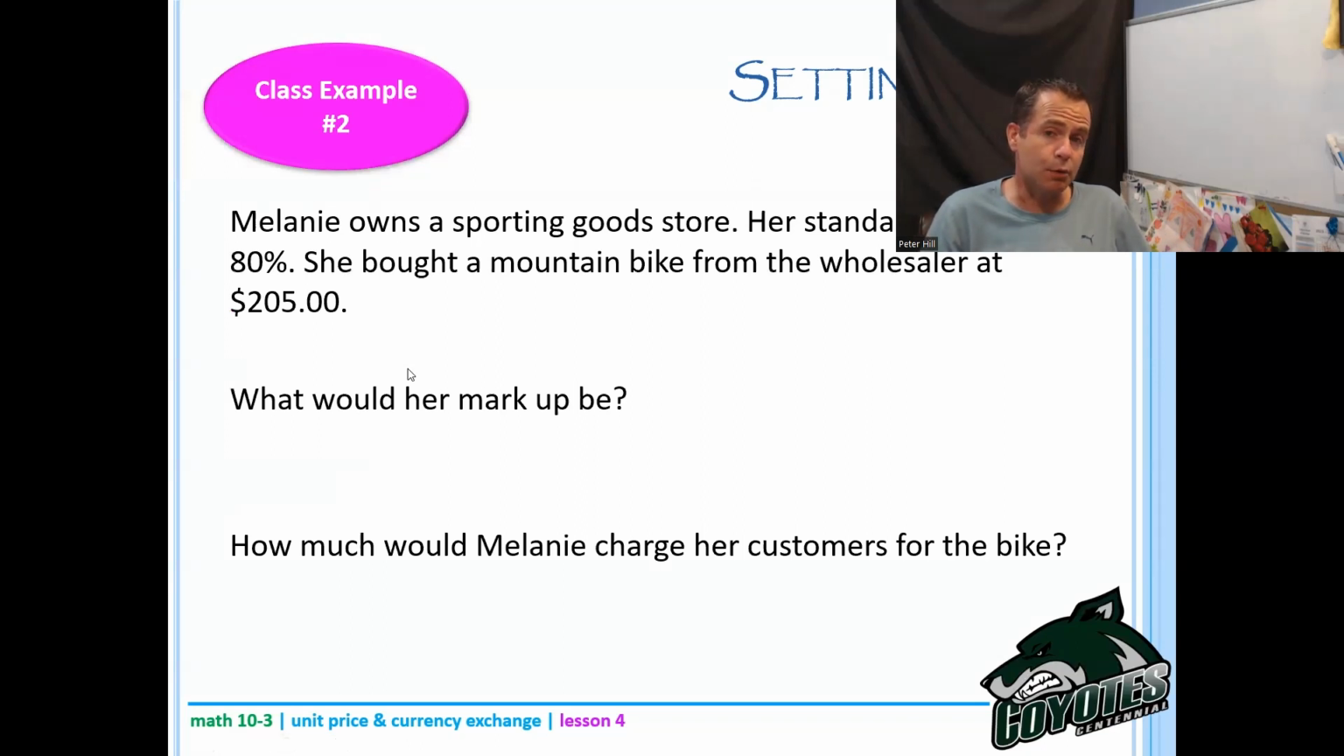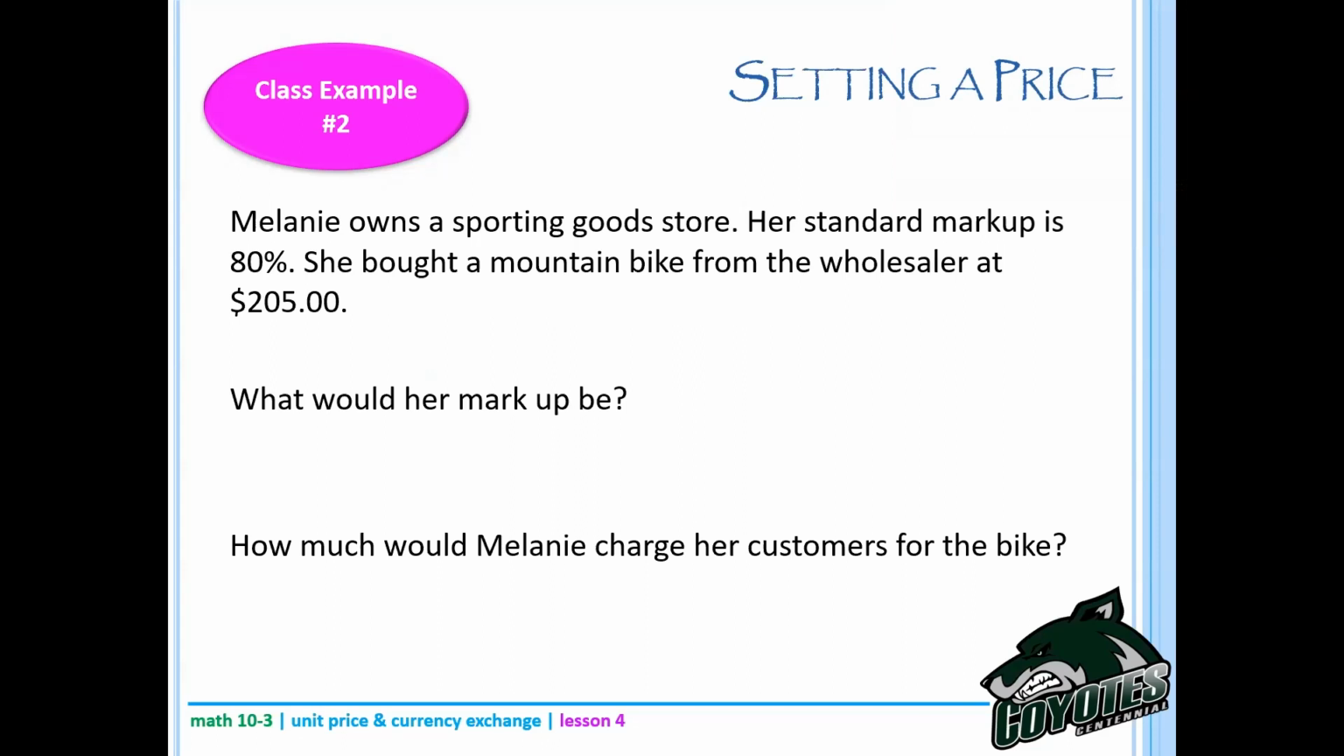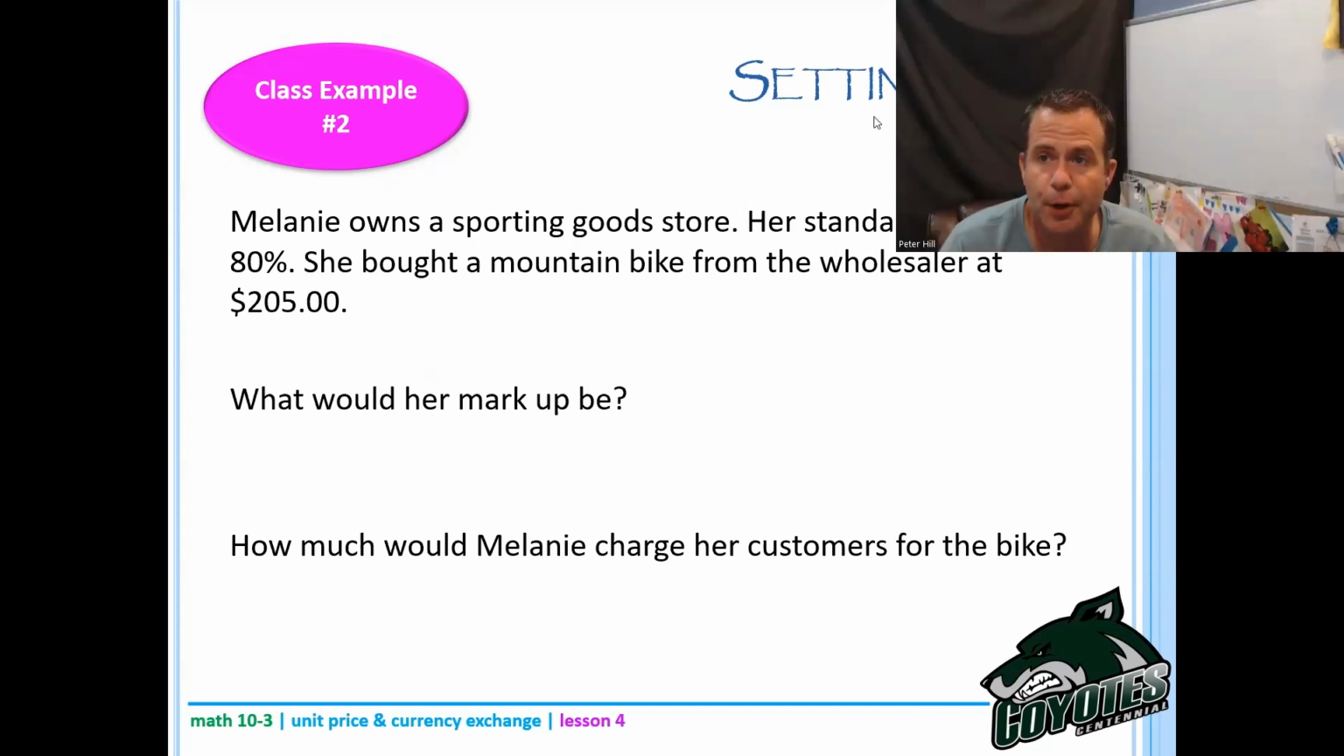So Melanie owns a sporting goods store. Her standard markup is 80%. She bought a mountain bike from a wholesaler at $205. Again, I'll just hide my face really quick so you can see the full question. Okay, now, first part here is what would her markup be?